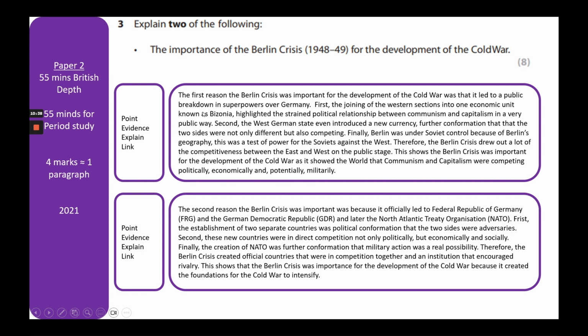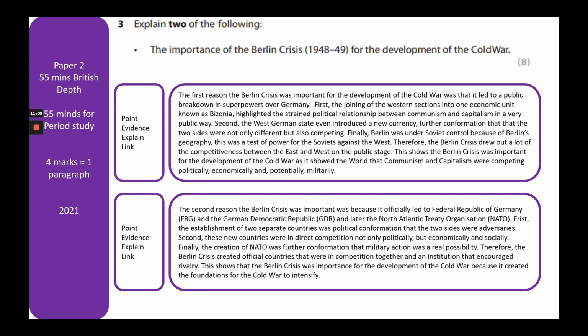Second, and this is me now, so my point first of all was the first reason, and this is me now giving evidence. Second, the West German state even introduced a new currency, further confirmation that the two sides were not only different but also competing. And finally, Berlin was under Soviet control because of Berlin's geography. This was a test of power for the Soviets against the West, and therefore the Berlin crisis drew out a lot of the competitiveness between the East and the West on the public stage.